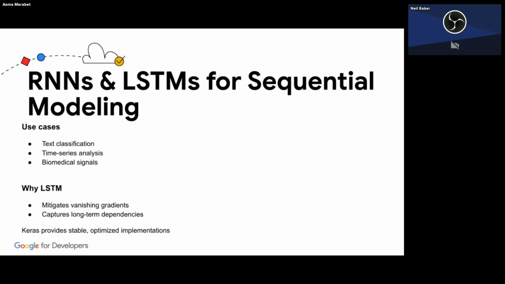For the LSTMs, Keras provides battle-tested implementations optimized for both the CPU and the GPU. We don't need to do the whole implementation. We just need to write a little code like model.add, because we have predefined functions. So the implementation is really easy.